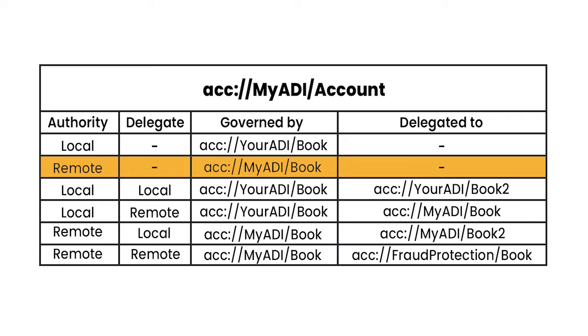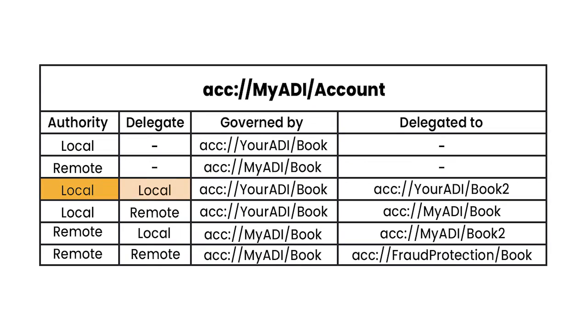In this case, myADI refers to a different ADI. You could imagine for this use case, maybe myADI as a manager of your account. If we had a local authority with a local delegate, that means yourADI/account is governed by yourADI/book, but authority is also delegated to yourADI/book2. Here, book2 refers to one or more keybooks that are also owned by your ADI. This could be useful for a company that wanted some department within their organization to be able to manage transactions going into or out of their account.